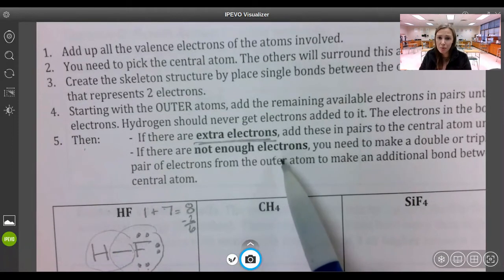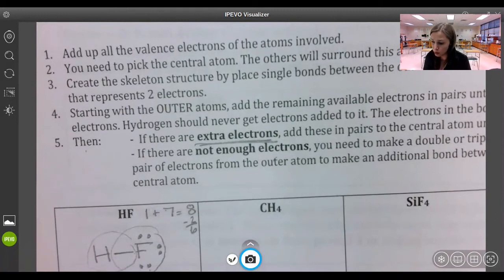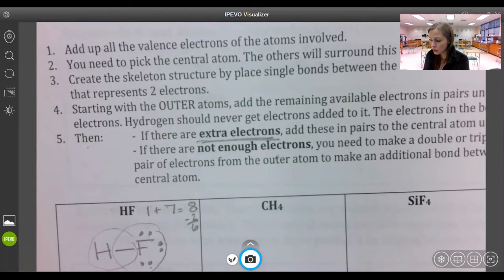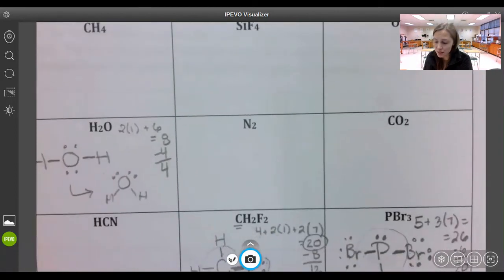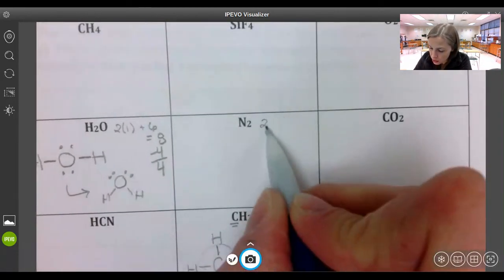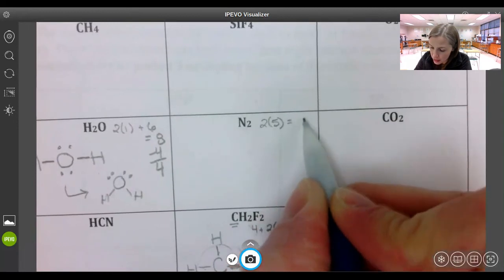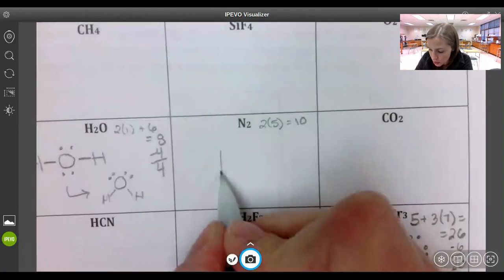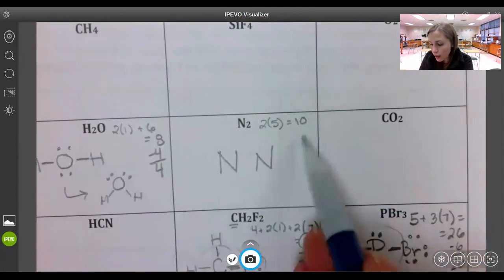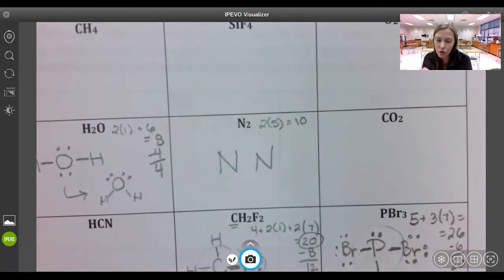This is the only time that we're going to be thinking about moving electrons and making a double or possibly a triple bond. So if we take a look at N2, this is a very common one that has a multiple bond that you have to know. I have 2 nitrogens, so 2 times the 5 valence electrons each gives me 10. I'm going to start with the 2 nitrogens next to each other. Always keep those 10 paired together.